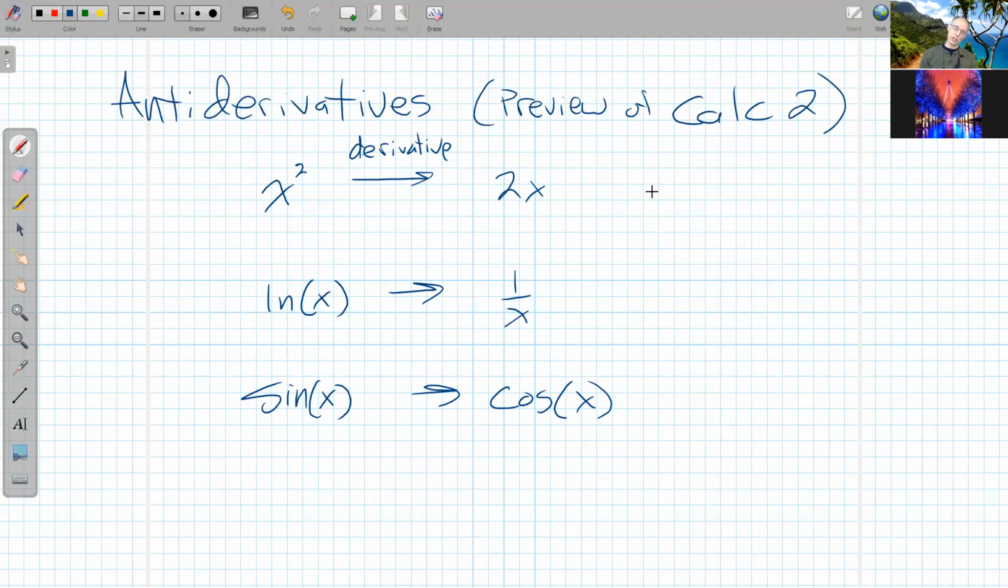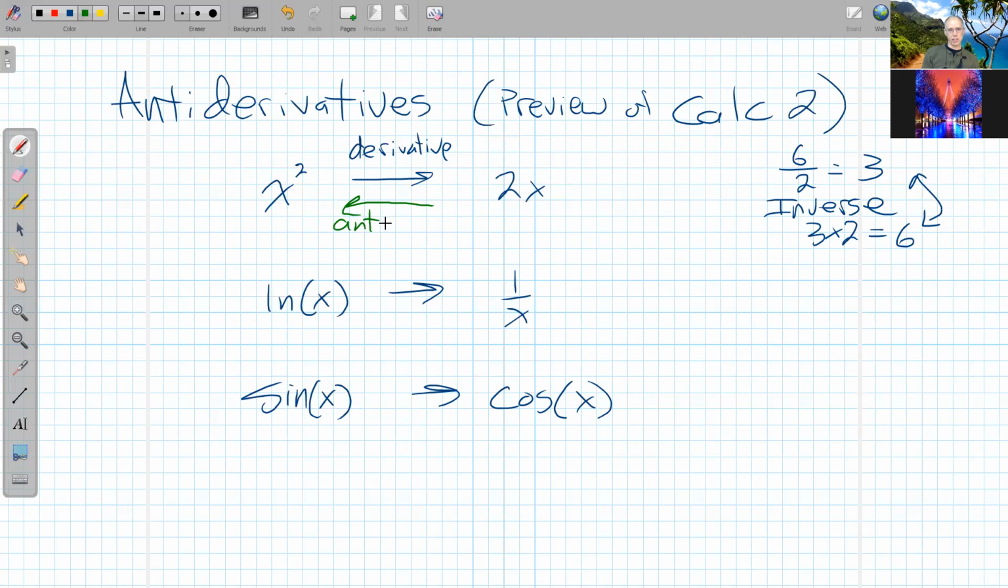Now, just like 6 divided by 2 equals 3, we also know that 3 times 2 is equal to 6. So we have this inverse operation. So we can go backwards. If we know a derivative, we can go this direction and say, hey, if I have the function 2x, its antiderivative, where it came from derivative-wise, is x squared. So this moving the other way is the idea of an antiderivative.